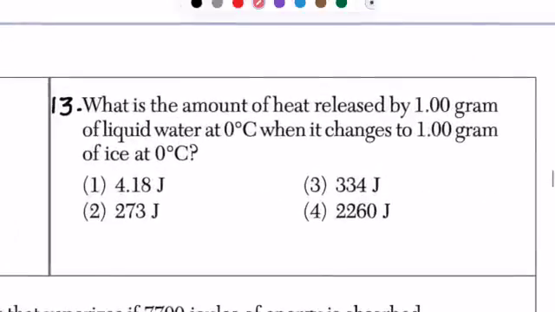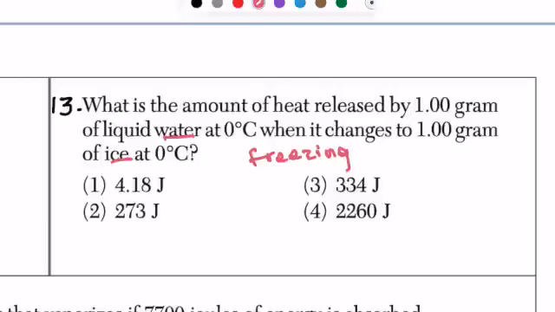What is the amount of heat released by 1 gram of liquid water at 0 degrees Celsius when it changes from 1 gram of ice at 0 degrees Celsius? So we are looking at a phase change from water to ice. So that is freezing. And we are trying to figure out how much heat is going to be released when we go from liquid water to solid water.